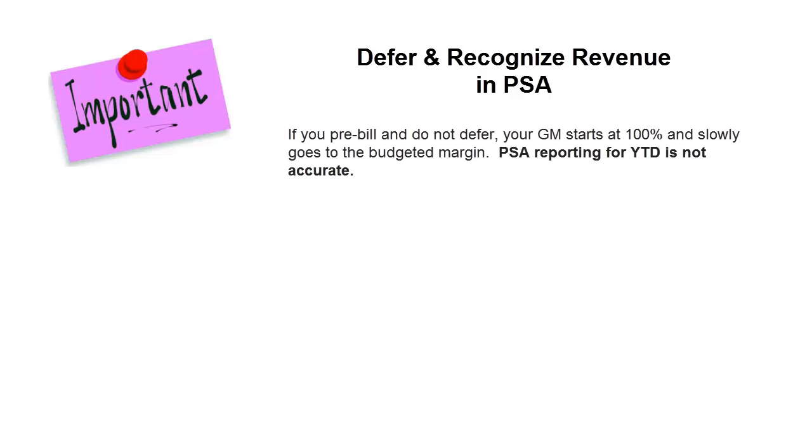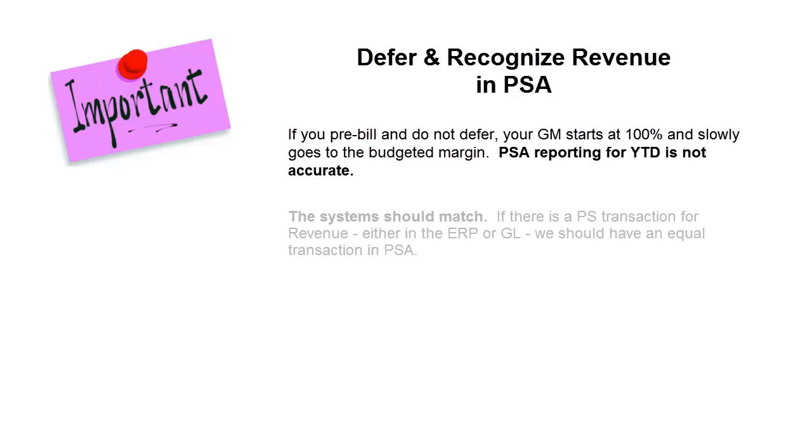If you pre-bill the entire amount and you do not defer it in PSA, your gross margin starts at 100% and slowly goes to the budgeted margin at the end of the project. It is not reflected correctly in the PSA reporting for year-to-date totals. Secondly, we should match between the systems. If there is a PS transaction for revenue, either an ERP or the GL, we should have an equal transaction in PSA. GL should not dictate the amount of revenue recognized by PS. This should always be directed by PS based on contract level information.